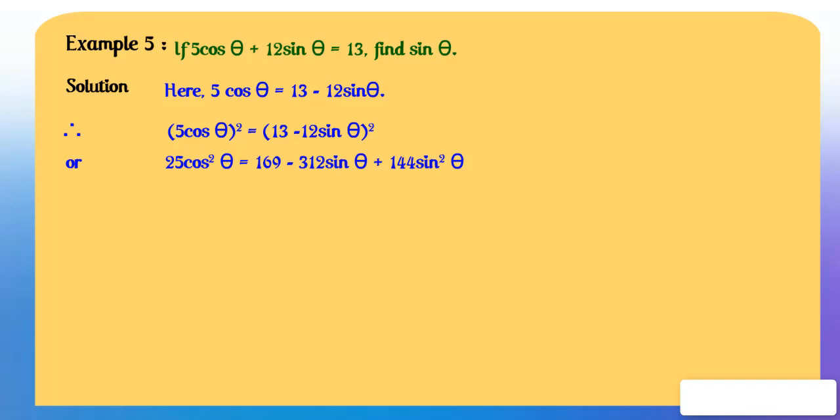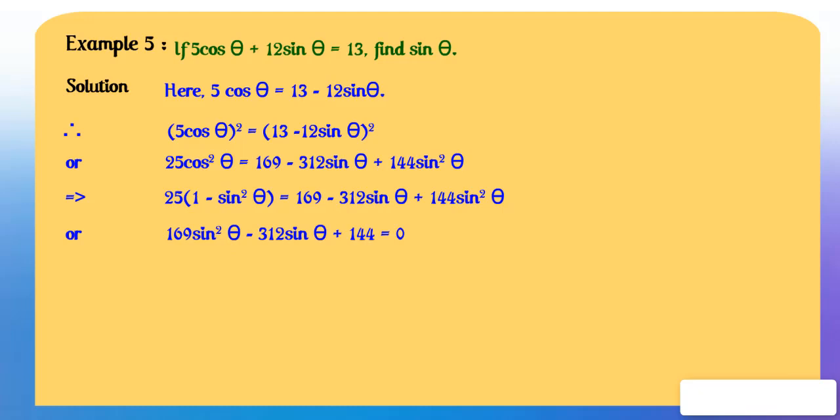or 25 cos square theta is equal to 169 minus 312 sin theta plus 144 sin square theta. This implies 25 in place of cos square theta, we can write 1 minus sin square theta is equal to 169 minus 312 sin theta plus 144 sin square theta. Or, on simplification, we get 169 sin square theta minus 312 sin theta plus 144 is equal to 0. This implies 13 sin theta minus 12 whole square is equal to 0. Therefore, 13 sin theta minus 12 is equal to 0. This implies sin theta is equal to 12 by 13.